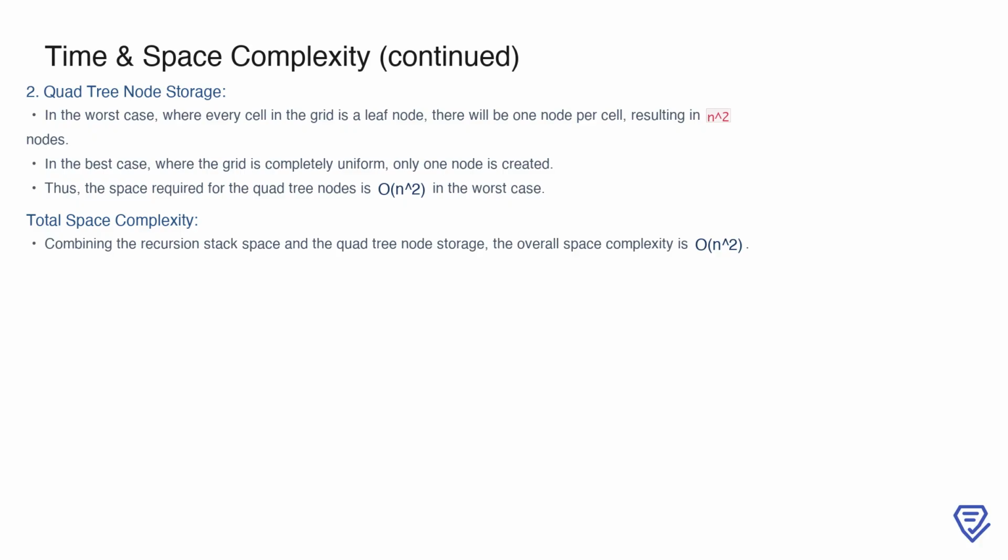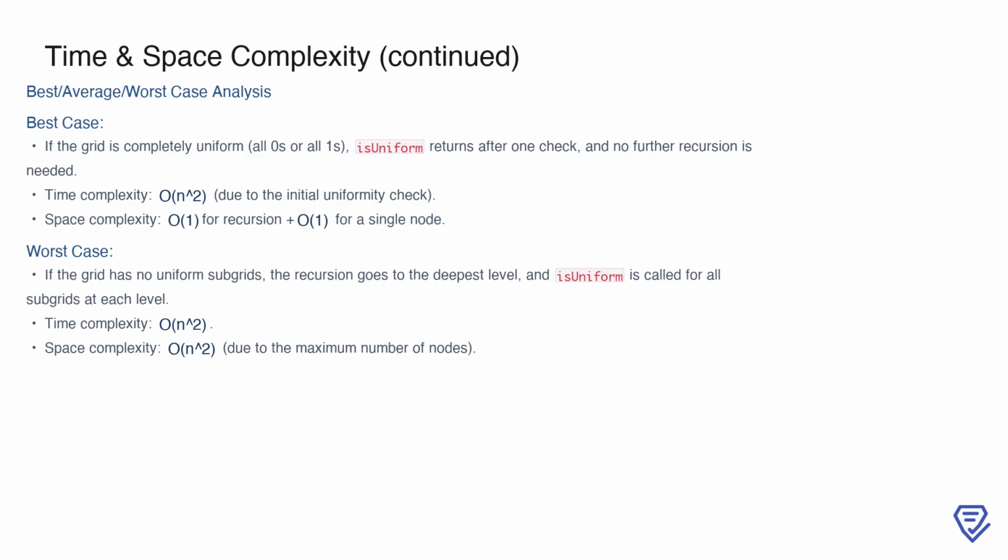Analyzing the best, average, and worst cases for constructing the quad tree reveals further insights. In the best case, where the grid is completely uniform, the isUniform function completes after a single check, and no further recursion is required. The time complexity in this scenario is O(n squared) due to the initial uniformity check, while the space complexity is minimal, requiring only O(1) for the recursion and the single node.